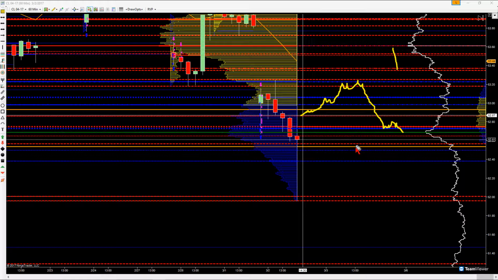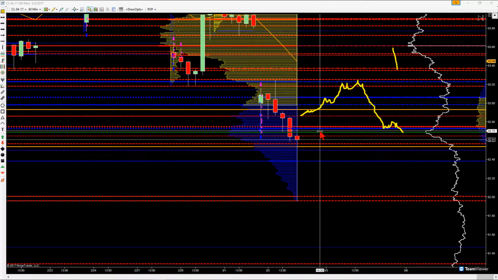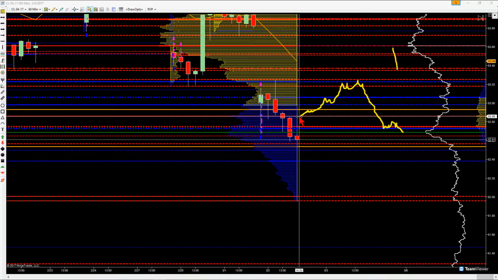Good. All right. Hypothesis number two is going to be open and chop. Just kind of hang around this former VPOC, move up to test overnight high, maybe get as high as value area high, fail, come down to test value area low, this high volume node, see if this will hold pretty well like it did yesterday.